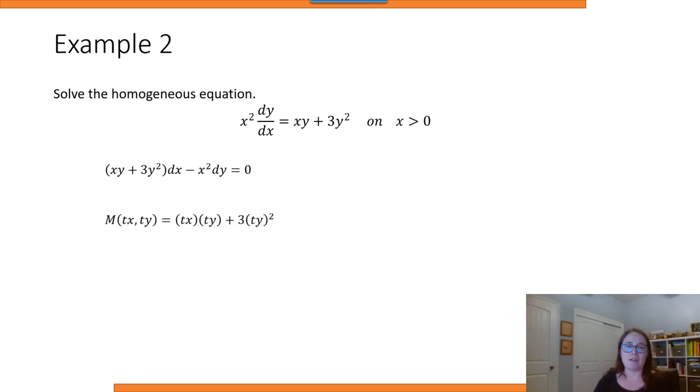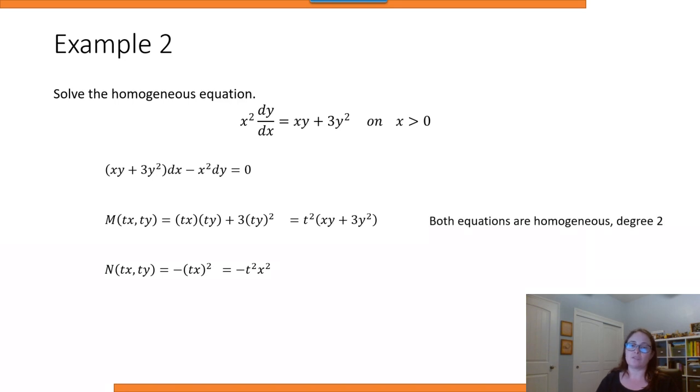So if I plug in tx, ty for m, I'm going to get tx times ty plus 3 times ty squared. I can pull a t squared out of both of those terms. So that one's looking homogeneous to me, of degree 2. Let's do the same thing with the negative x squared. So replace that x with tx, so negative tx squared. Well, I can pull the t squared out of that as well. So both of these are homogeneous of degree 2, which means the differential equation itself is a homogeneous equation. So now I know I can do the substitution. It should work out really nicely for me.